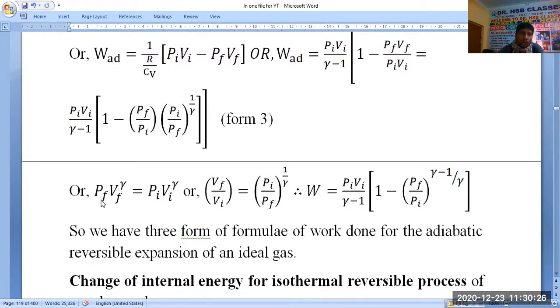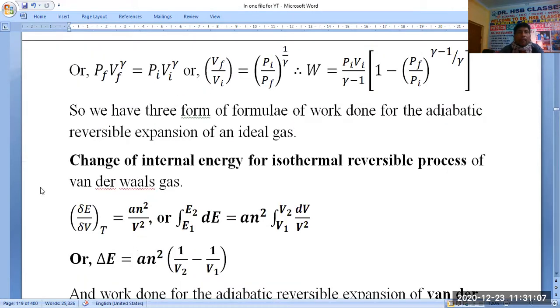And you know that Pf Vf to the power gamma equal to Pi Vi to the power gamma. From this, the equation arises, because we can replace Vf by Vi. That means Pf by Pi equal to (1 by gamma) to the power minus 1. So this is the formula. We have three forms of the formula of work done for adiabatic reversible expansion of an ideal gas. This is very important for your university exam.